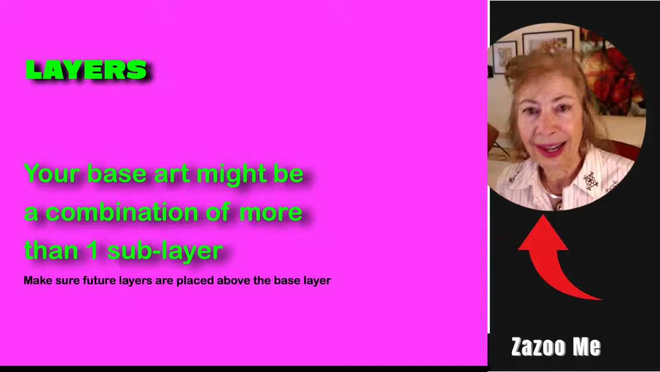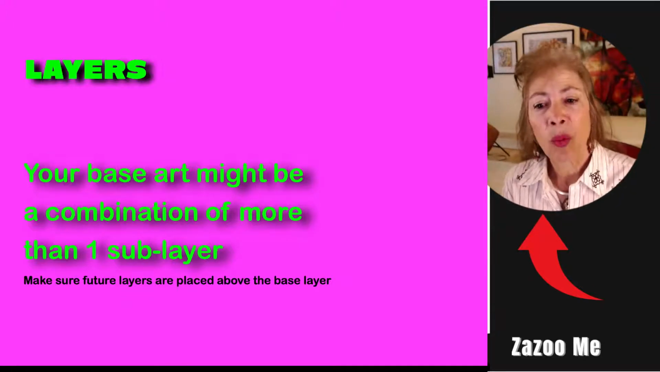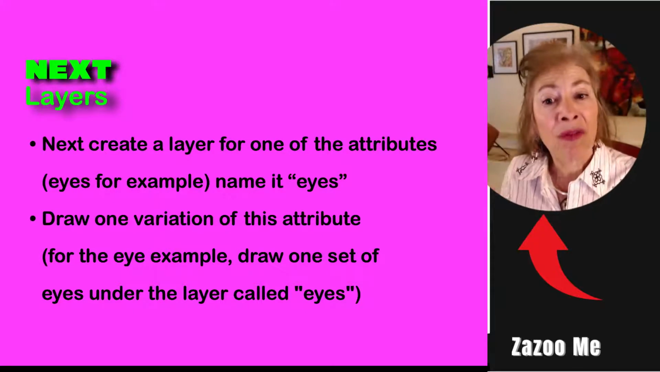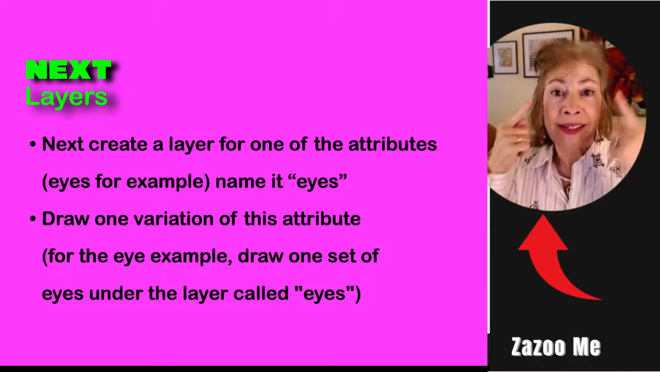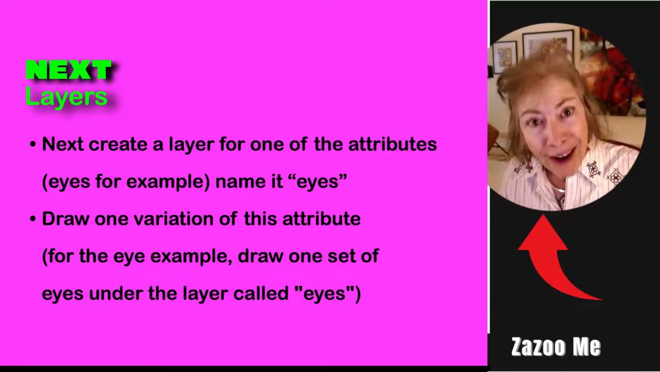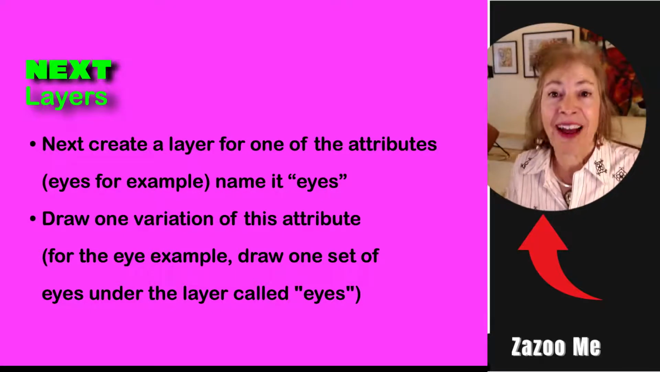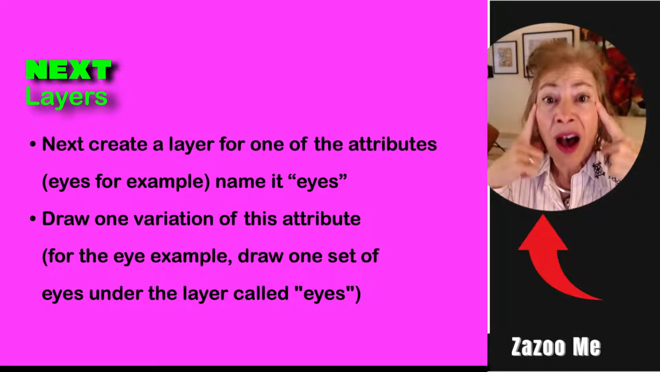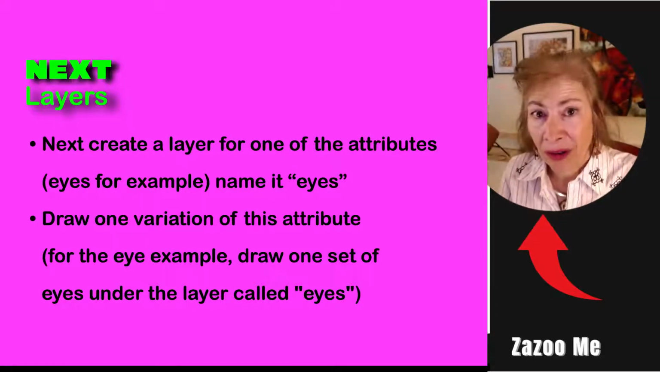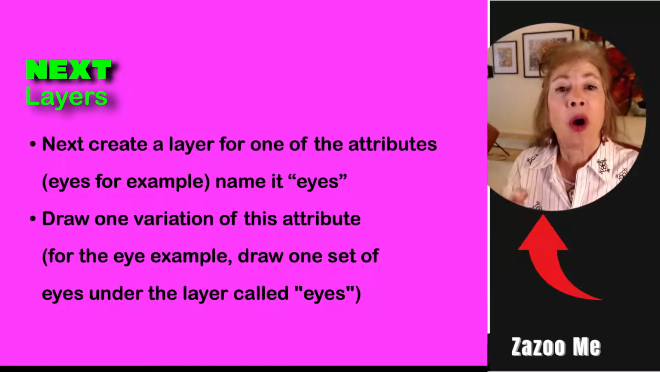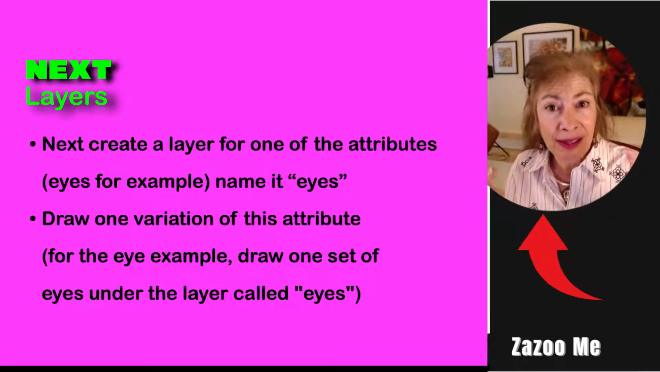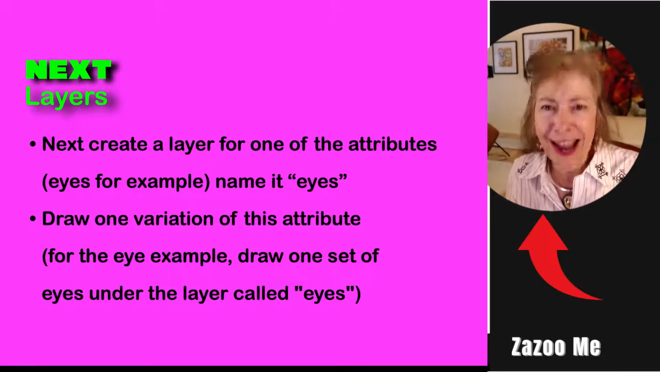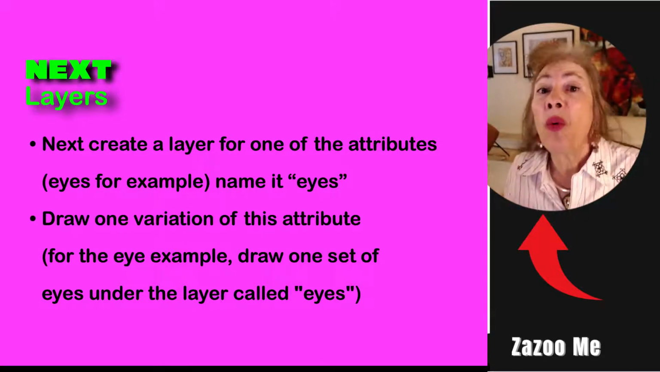So keep in mind how things layer and how it will look finished. Next, create a layer for one attribute, for example, eyes. Then draw one variation of this attribute. For example, just draw one set of eyes under the layer called eyes and call it, for example, blue eyes, brown eyes, green eyes, crossed eyes, looking up eyes, looking down eyes, whatever it is that you are creating.